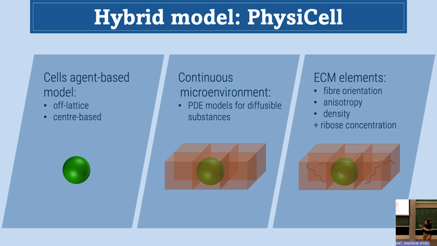However, what I'm doing is using an extension of PhysiCell developed by John Metzger. And in this extension, again, we have the continuous ECM discretized in a mesh, so a grid, and each voxel, which is a 3D pixel, is an ECM element. Each ECM element will have information about the average fiber orientation, the anisotropy, which is how parallel the fibers are, and the density. And then to this, we add ribose concentration.